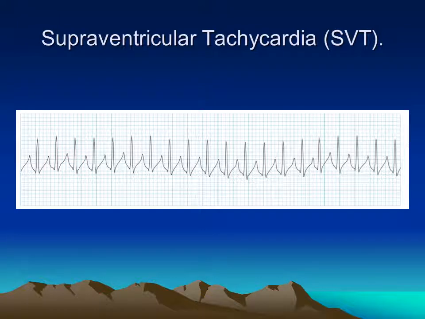The next slide is a tracing of supraventricular tachycardia. It is a rapid heart rhythm originating from the ventricular tissue. Supraventricular tachycardia can be contrasted to the potentially more dangerous ventricular tachycardia, rather rapid rhythms that originate within the ventricular tissue. You'll notice the absence of P waves.